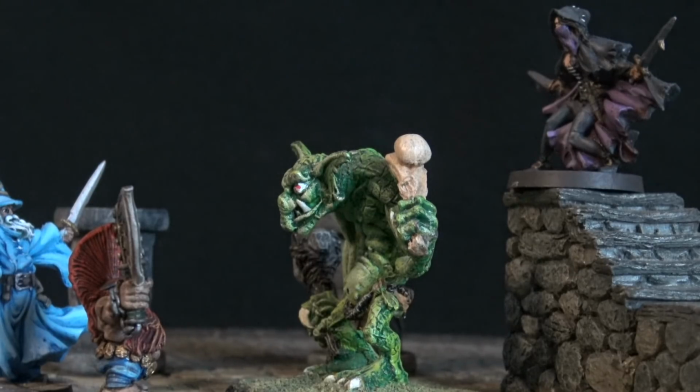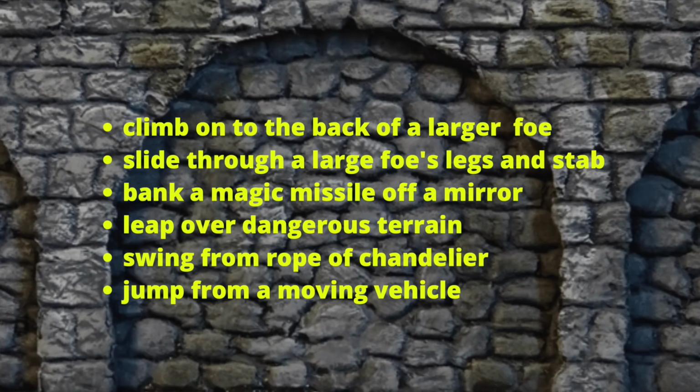That's it. Super simple. The advantages of this system are many. It replaces the mechanical aspects of the game with narration that makes it seem more like a film you're watching or a story you're reading. It works equally well with theater of the mind or terrain, and it rewards player characters for clever thinking and taking risks. Examples: climbing onto the back of a larger foe, sliding underneath a big foe and slashing at its vitals, banking a magic missile off a reflective surface, leaping over dangerous terrain, swinging from a chandelier or rope, or leaping off a moving vehicle.